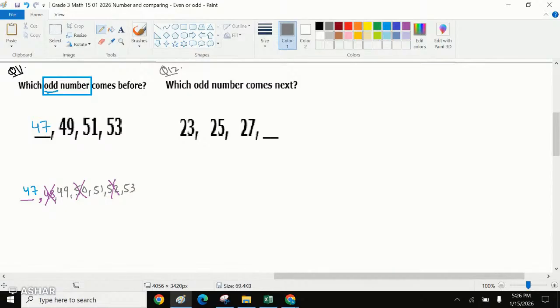Yes, it always alternates, even, odd, even, odd, even, right? So which should be the next number? Read the question. They're saying which odd number. Yes, technically the next number should be 28, but this is even, right? So we do not take the even and we only look for the odd number.